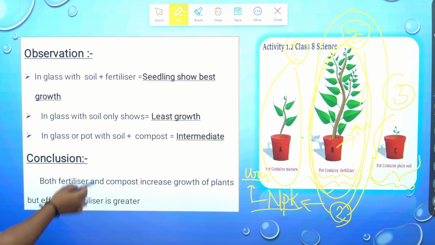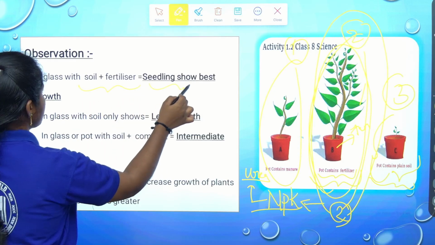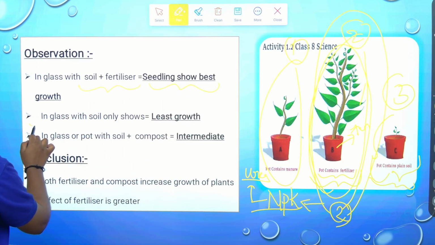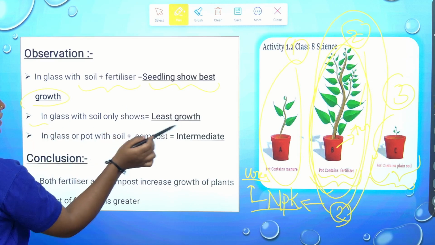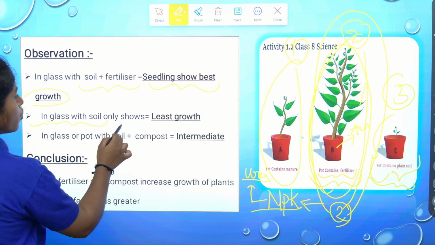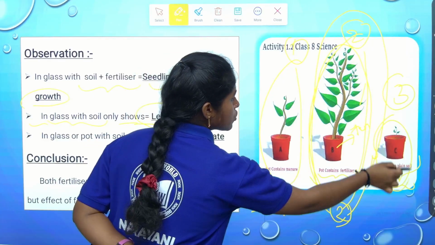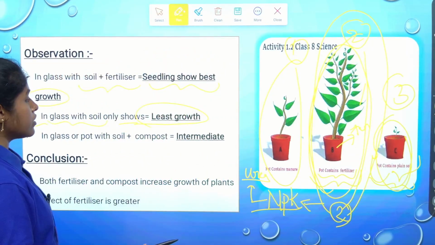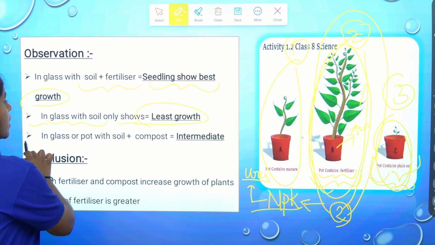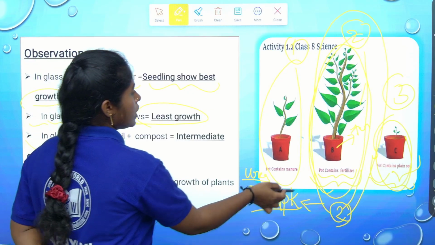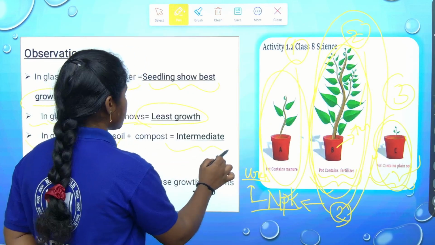In the glasses with soil plus fertilizer, the seedling shows the best growth we have seen. Right children? In the glass with soil only, it shows the least growth. Only soil was given, and we see the least growth. Right children? In the glass pot with soil and manure, intermediate growth is observed.